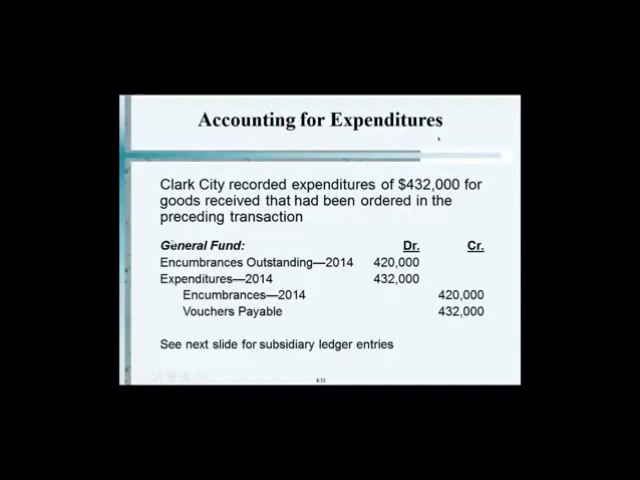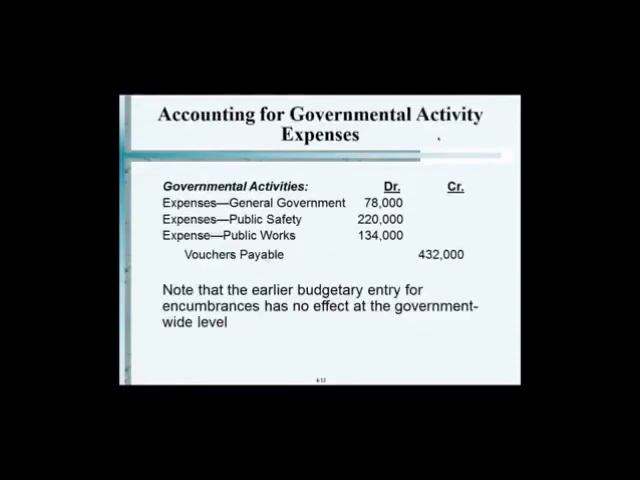Same transaction now being recorded under accrual basis. Instead of expenditures, what do we have? Expenses. And instead of just having one line expense, they actually divided it, so it makes it easier to allocate it to the function. And again, notice encumbrance has no effect at the government-wide level. We don't recognize that because it's a budgetary account.